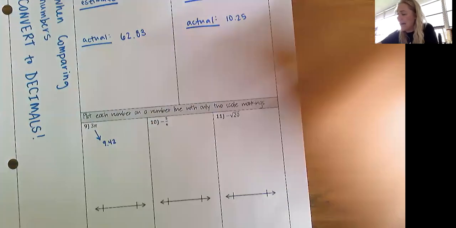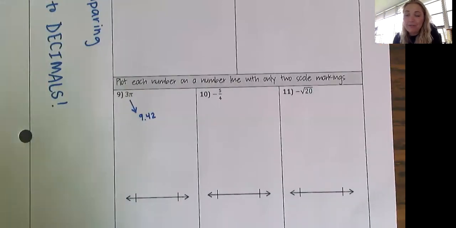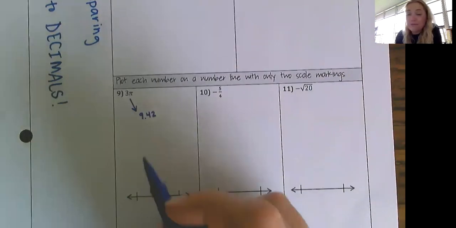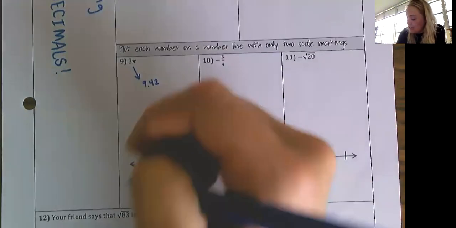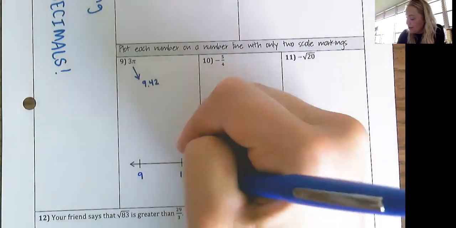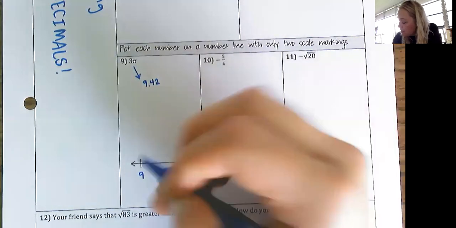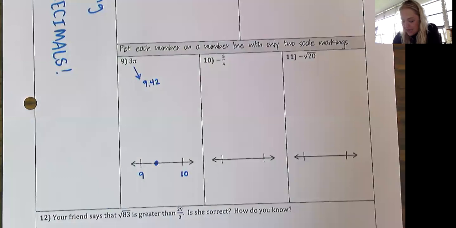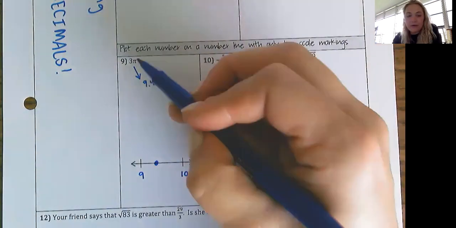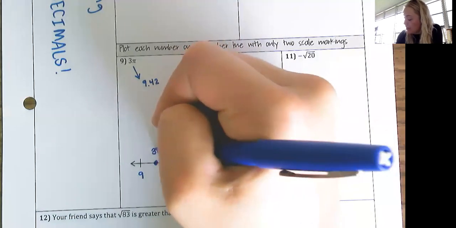All right, the number 9, where does that go on a number line? Or, sorry, the number 9, we know where that goes. But the number 9.42, where does that go? Well, it's going to be between the numbers 9 and 10. 9.42, that's a little less than halfway. So I'm going to put a dot a little less than halfway on this number line. And then I'm going to go back to what the original irrational number was. And I'm going to put, that's where 3 pi goes.